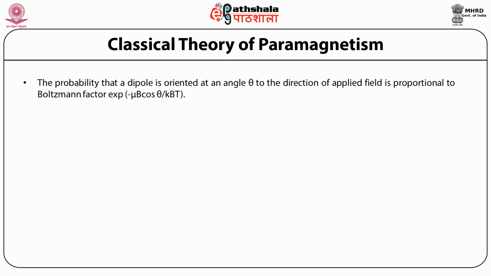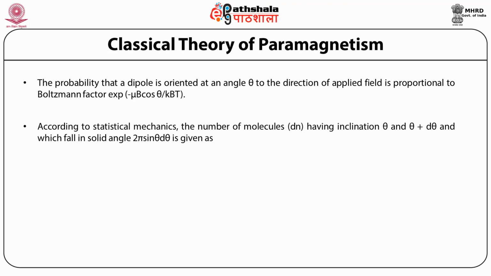The probability that a dipole is oriented at an angle θ to the direction of the applied magnetic field is proportional to the Boltzmann factor exp(−μB cosθ/kBT). According to statistical mechanics, the number of molecules dn having inclination between θ and θ + dθ, which fall in solid angle 2π sinθ dθ, is given as dn = C exp(−μB cosθ/kBT) 2π sinθ dθ.